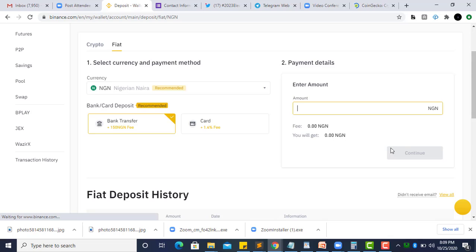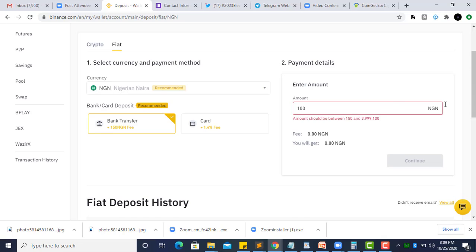I want to deposit 1,000 naira. So that is what it says, 1,000 naira. You can deposit as low as 150 to any amount you want. Almost 4 million you can deposit. So once you've entered the amount, you click on continue.